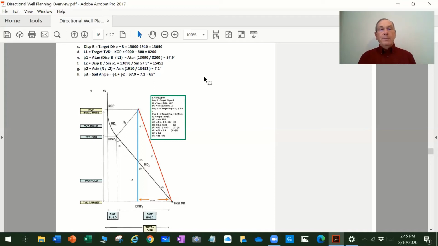So all of this means that we have chosen 800 feet for our kickoff point. We're going to build at 3 degrees per 100 feet to 65 degrees, and then we're going to hold 65 degrees to the target, and we will hit it as planned.